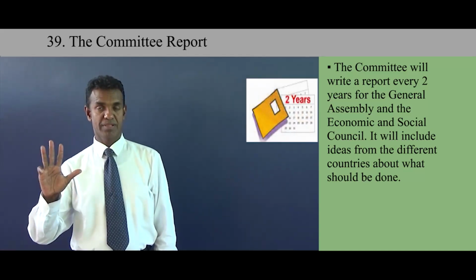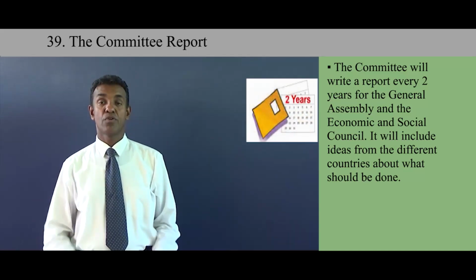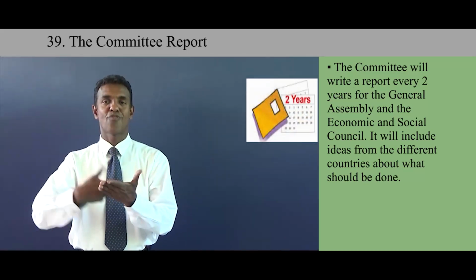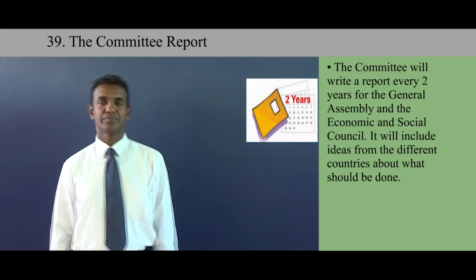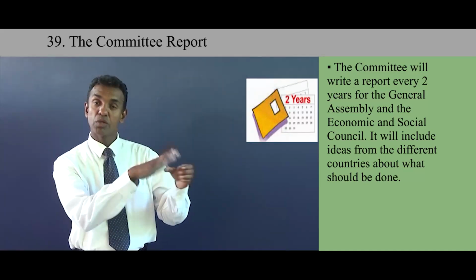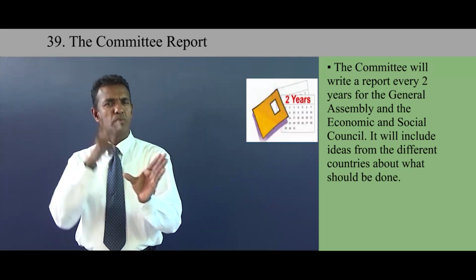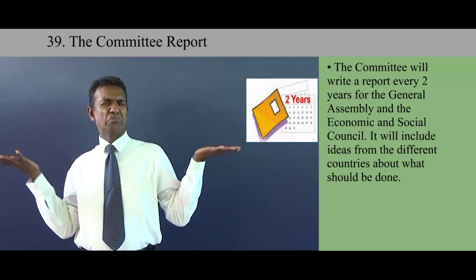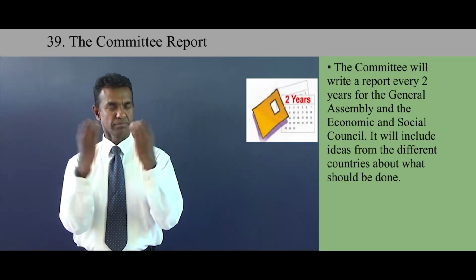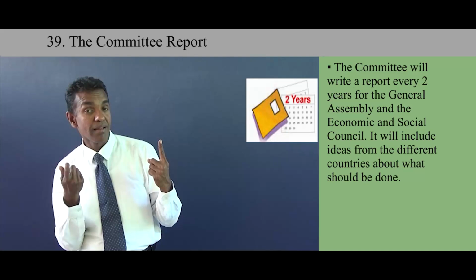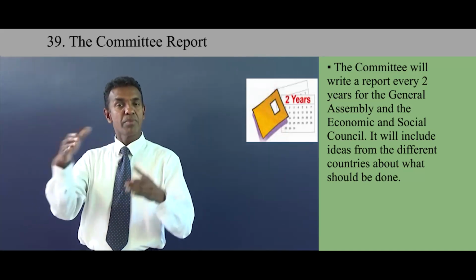The committee report. The committee will write a report every 2 years for the General Assembly and the Economic and Social Council. It will include ideas from the different countries about what should be done.